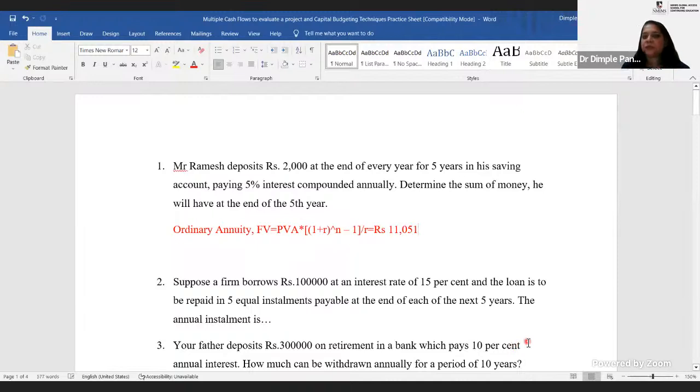So the application part of it is that if I deposit a recurring deposit, at the end of 5 years, if you don't consider time value of money, your money would have been 10,000 rupees. But if you consider the compound interest, you see that 2,000 every year becomes 11,051 in a span of 5 years. The benefit of compounding.